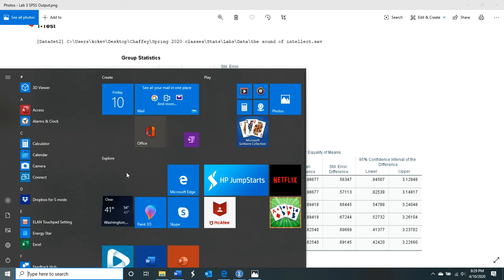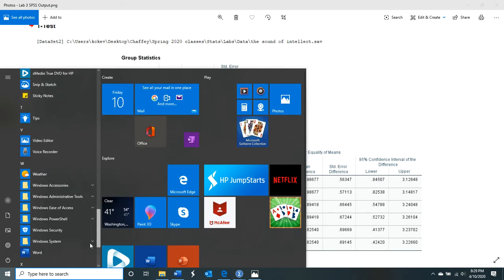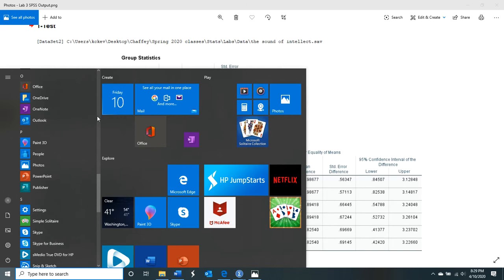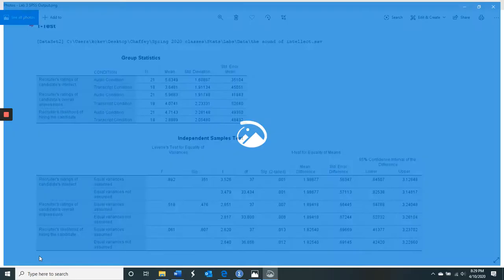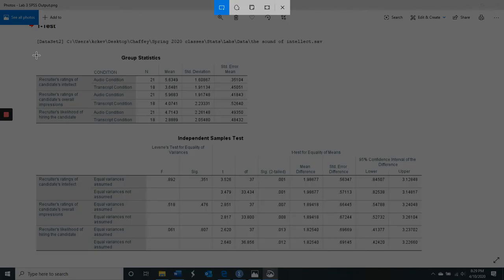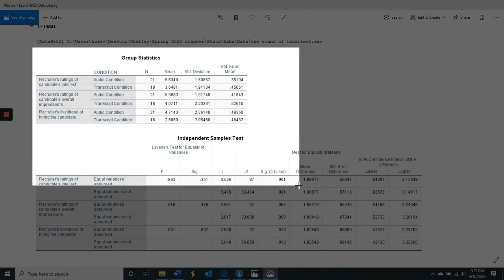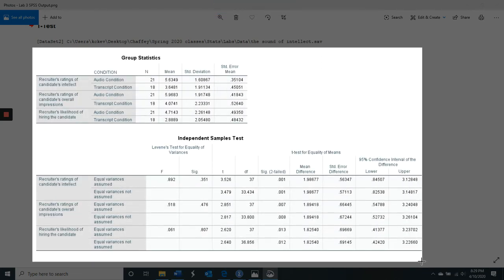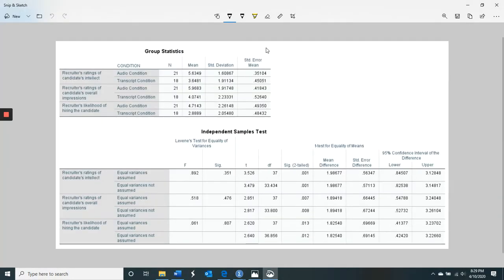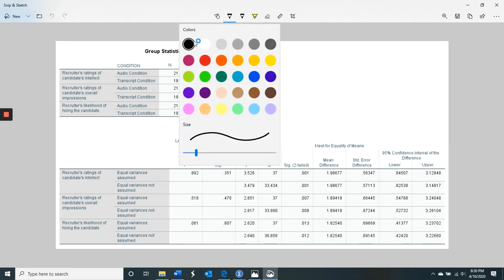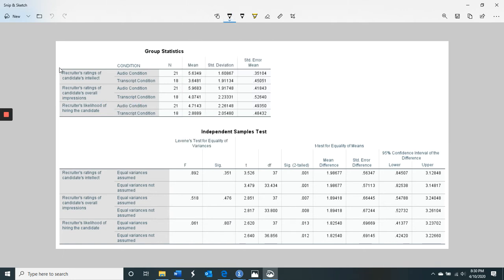I'm going to snip it. And I'm going to snip it here. But I'm going to do it piece by piece. So I might have to do 3 snippets because I don't want you to get overwhelmed with things. So I'm just going to focus first on this one. Remember there's 3 t-tests here. The first one has to do with their intellect, the ratings of their intellect.